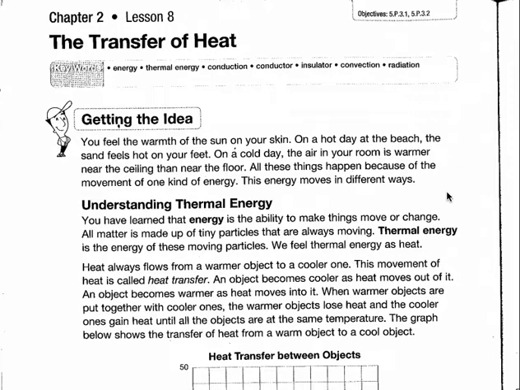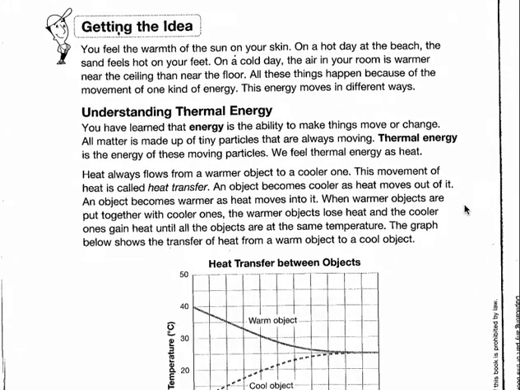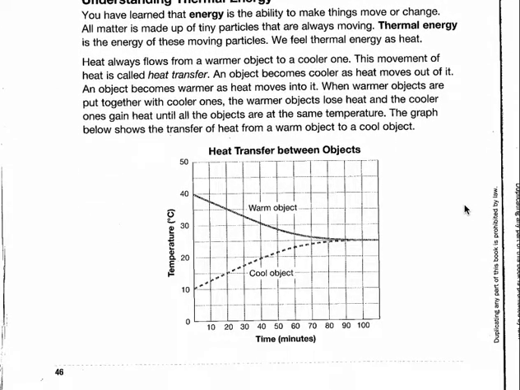An object becomes cooler as heat moves out of it. An object becomes warmer as heat moves into it. When warmer objects are put together with cooler ones, the warmer objects lose heat and the cooler ones gain heat until all the objects are at the same temperature. The graph below shows the transfer of heat from a warm object to a cool object.